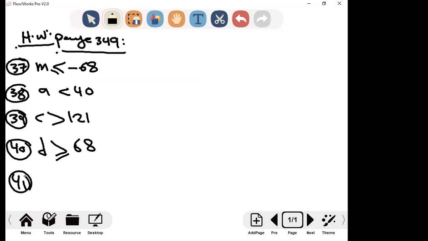We have x less than or equal 20, right? x less than or equal 20. You may write it like this. It's the same. x less than or equal 20. The same.